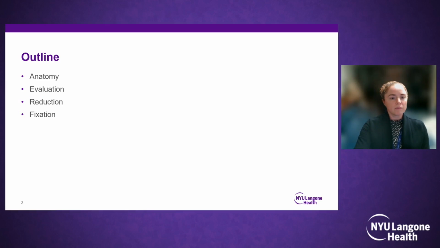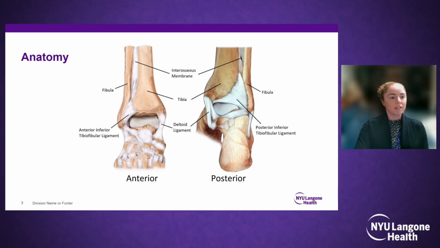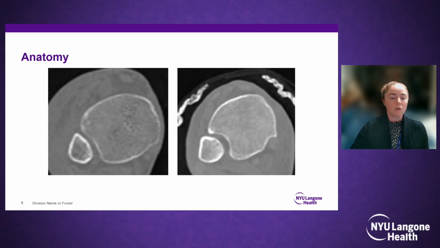So here's what we're going to talk about. The anatomy of the syndesmosis is very important, and there are 4 key structures that you need to know about. The first is the anterior inferior tibiofibular ligament. The second is the interosseous membrane. The third is the posterior inferior tibiofibular ligament, which Dr. Patel already mentioned, and is really important because it constitutes 42% of the strength of the syndesmosis. And lastly, the transverse tibiofibular ligament. So these 4 structures make up the syndesmosis, and everybody's syndesmosis is a little bit different, which is why it's so hard to get right.